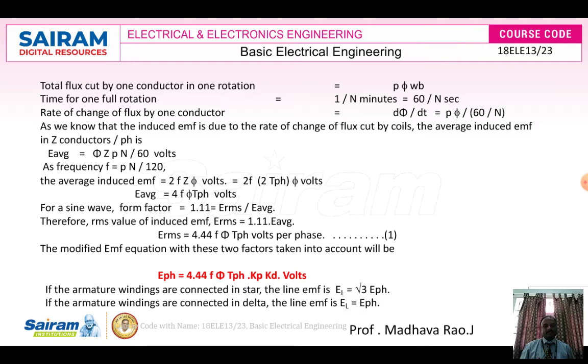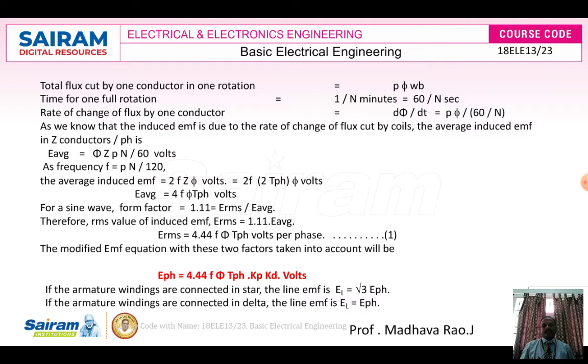Faraday's first law says that whenever a conductor cuts the magnetic flux, EMF will be induced. Second law: the rate of change of flux is equal to the induced EMF. According to that, the rate of change of flux by one conductor, dφ/dt, is equal to phi P divided by 60/N.